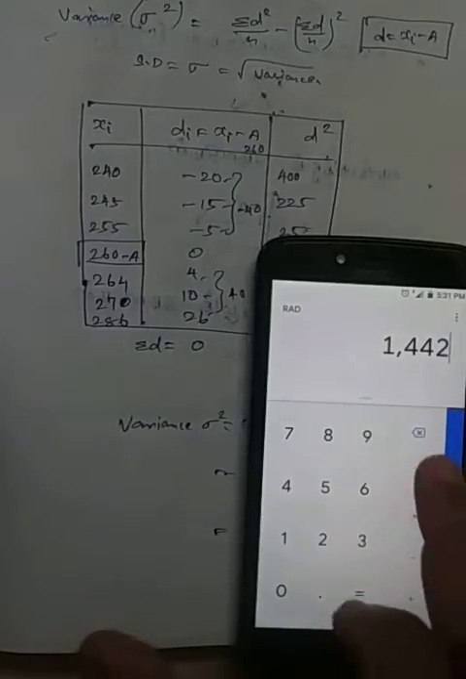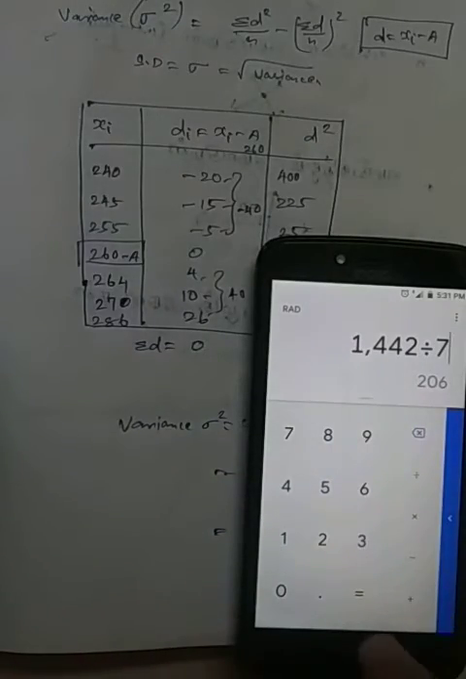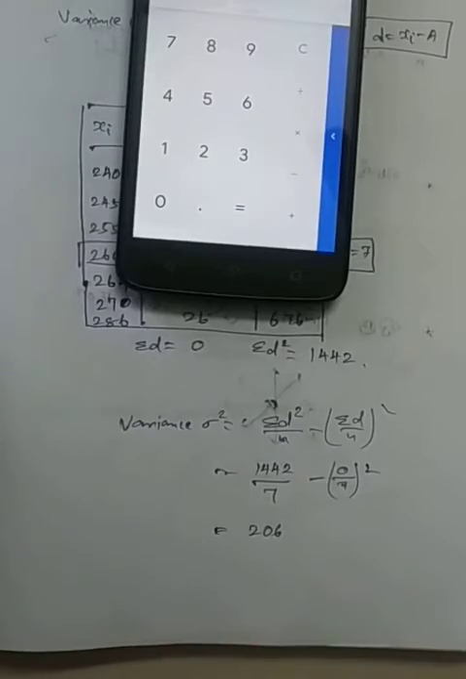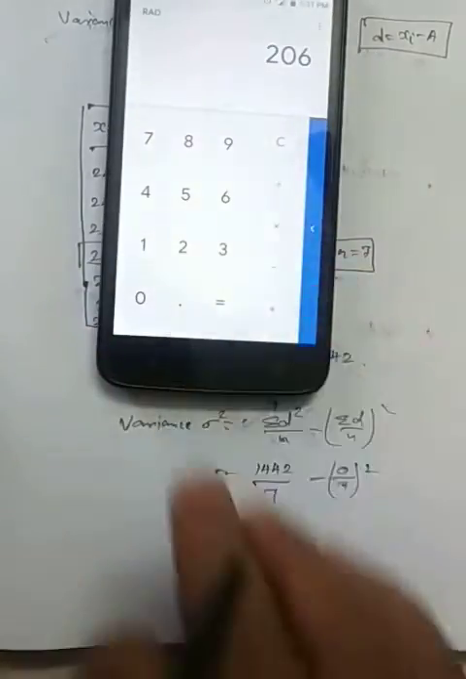1442, that value divided by 7, I am doing. So the variance is 206. Okay, so variance we got as 206 now.